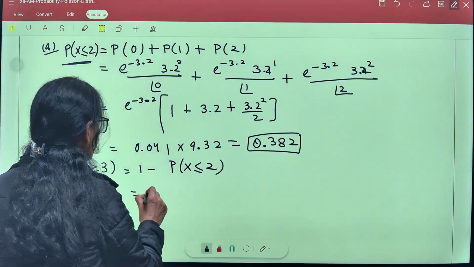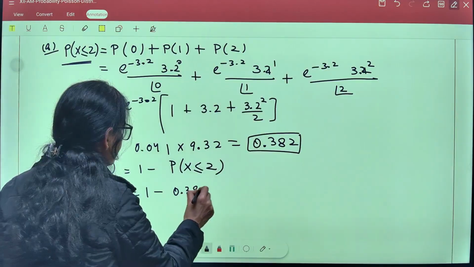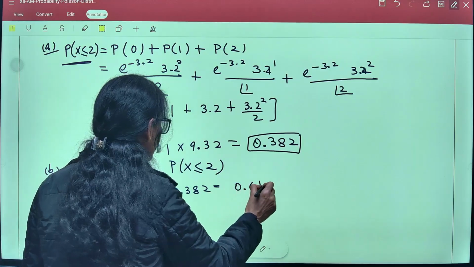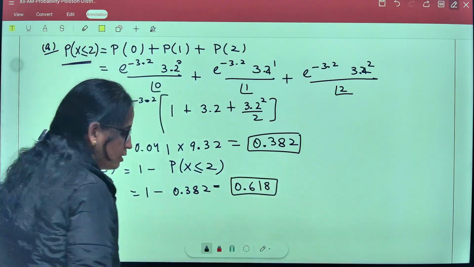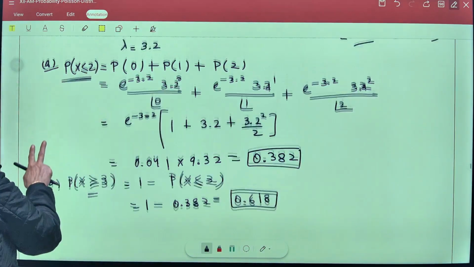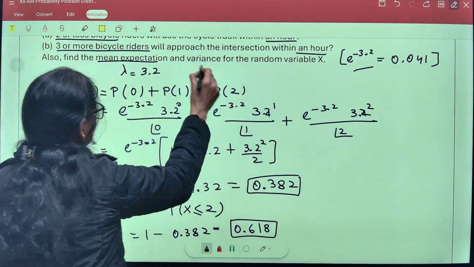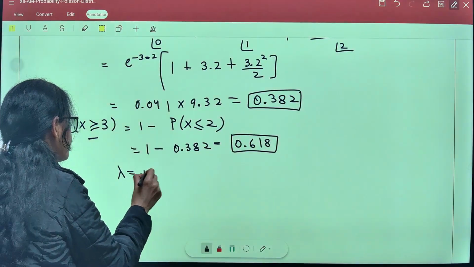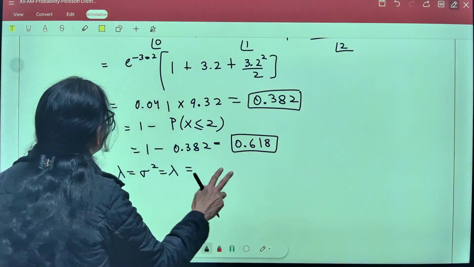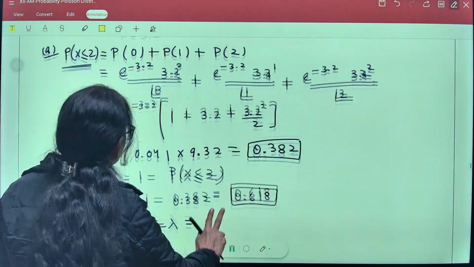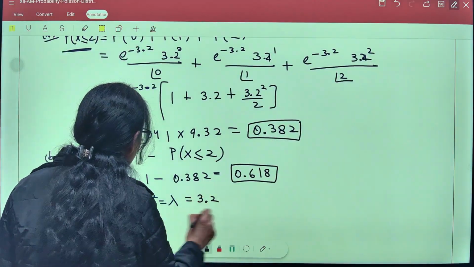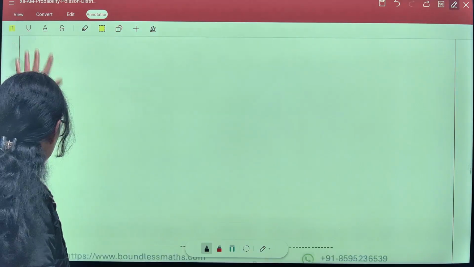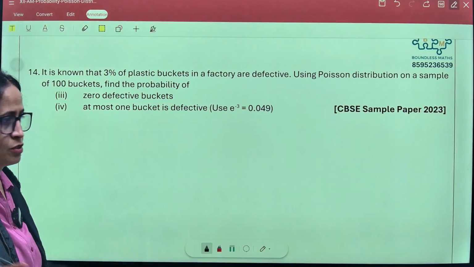So here the value will be 1 minus 0.382, and this will be equal to 0.618. So this is your answer. Right? Now the question also says find the mean expectation and variance for the random variable x. So mean expectation and variance both are equal to lambda, and that is equal to 3.2 in this question. So this is the mean also and the variance also. Clear? Okay, let's move to the next one. So we just have 2-3 more questions, don't worry.